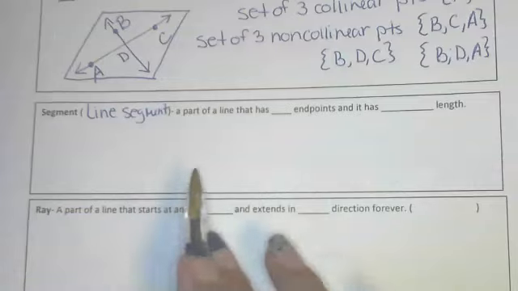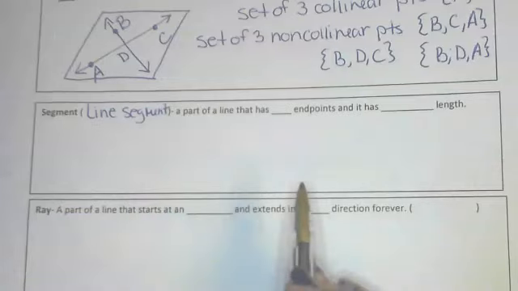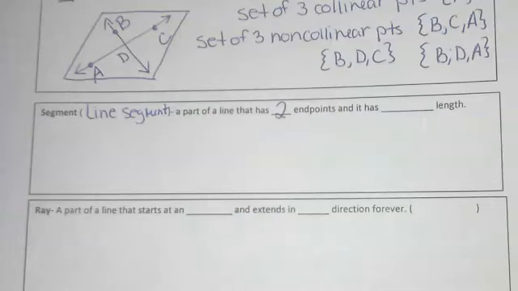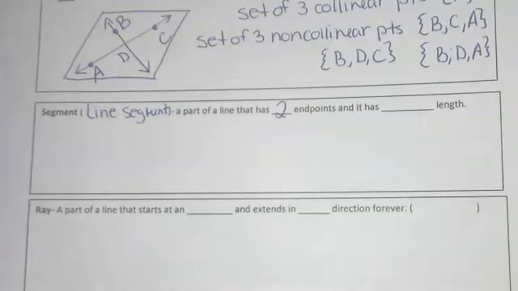So a line segment is just a part of a line. It has two endpoints, and it has measurable length. But we said a line had infinite length. A segment we can actually measure. What's the opposite of infinite? Is it limited? Nope.